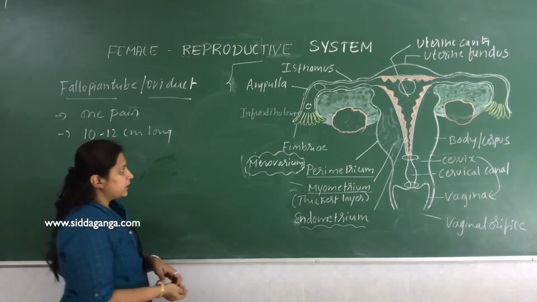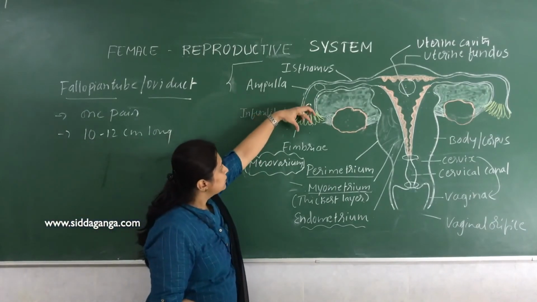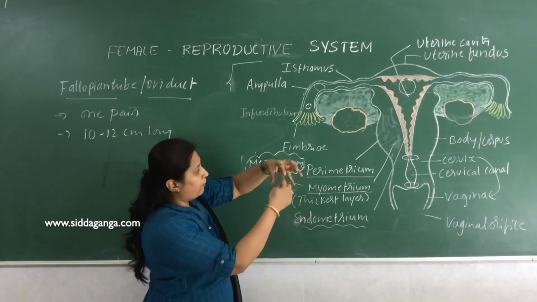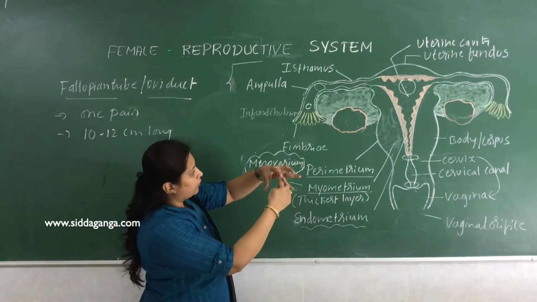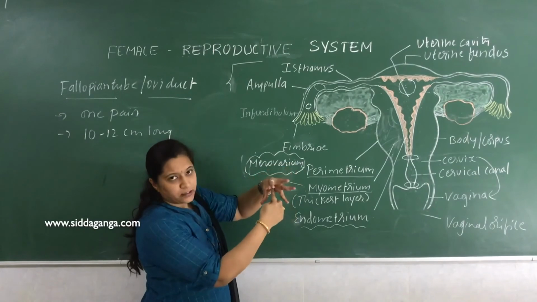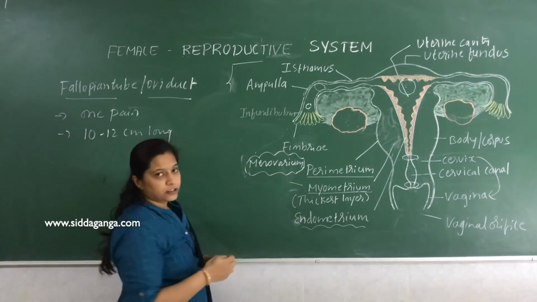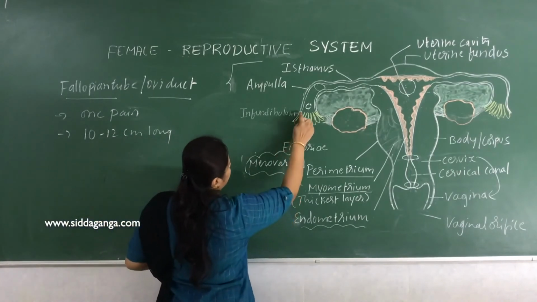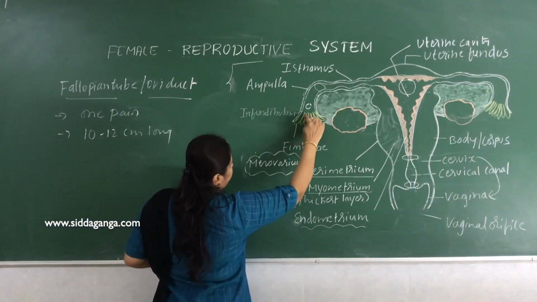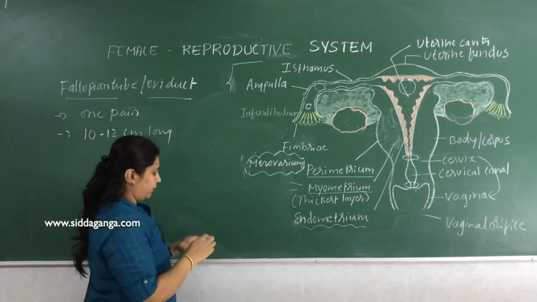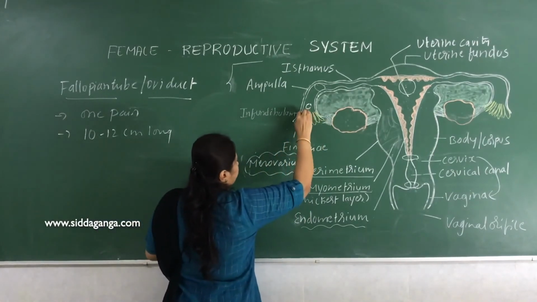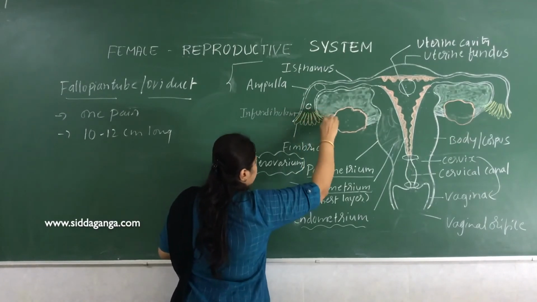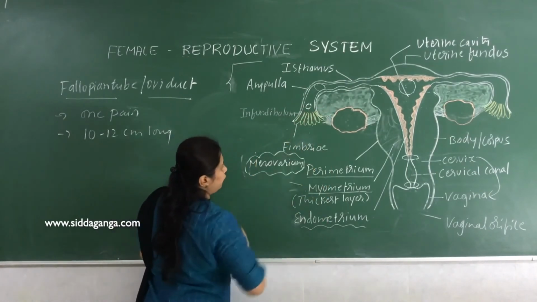This infundibulum opens into the abdominal cavity with the help of an opening. A pore is present here, and that opening is called the ostium. At the edge of the infundibulum, you can see many finger-like projections. These finger-like projections are called fimbriae.